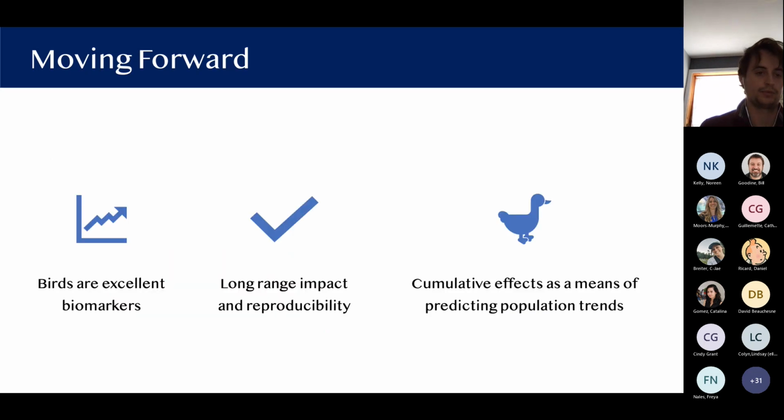Just to wrap things up, it's important to take into consideration that birds are excellent biomarkers. They're very easy to observe and they're very sensitive to change. So when things are going poorly in certain environments and habitats, we can look to birds to monitor these effects from an indirect perspective. This project is quite ambitious in terms of its scope, but we hope that its long-range impact will allow us to reach many different areas.